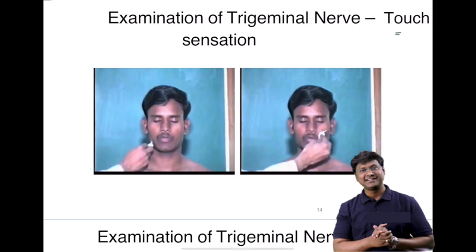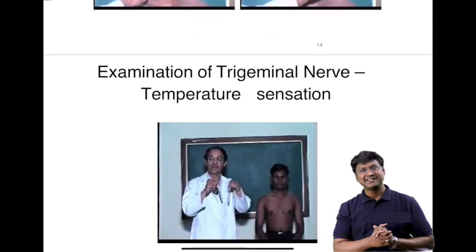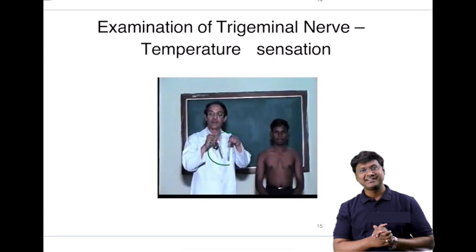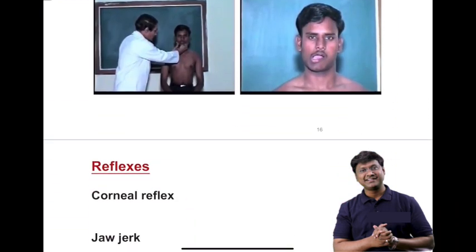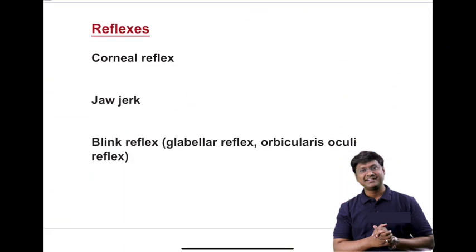You need to test the sensory sensations by the wisp of cotton, or the sensory sensations can be tested by the test tube, that is temperature sensations. One is your cold and the other one is the hot test tube. And what are the reflexes which are being carried by your trigeminal nerve? One is your corneal reflex, jaw jerk and as well as the blink reflex. All these reflexes, they are being carried by your 5th nerve, and along with that even the 7th nerve also helps.